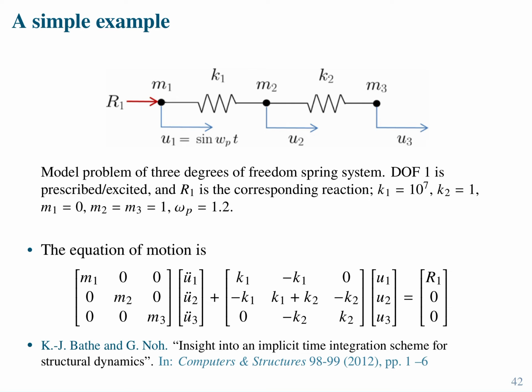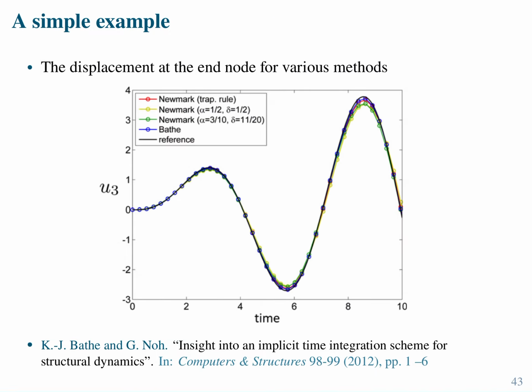So this is one case for which his approach was able to outperform all the methods in the Newmark family of methods. And of course, you can find more information in this paper at the bottom by Bate and No. So the idea is that he looks at that problem and then he says, well, I'm going to try the different time integrators from Newmark, and then I'm going to write my own method, and I'm going to call it Bate method.